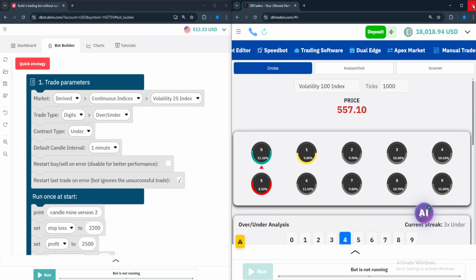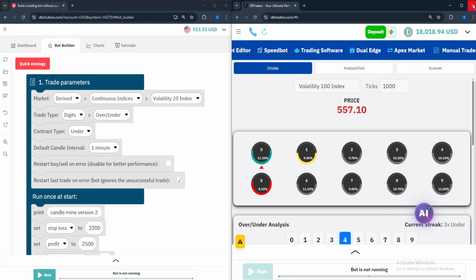All right, so step one, how do we go about this? Okay, remember the risk is high, so we have to become very strict with the strategies we are going to use. Okay, so step one is identify an absolute under market. Now what do I mean? Ensure the green circle is on 0 and the red circle is on 9. All right, that is the first thing.